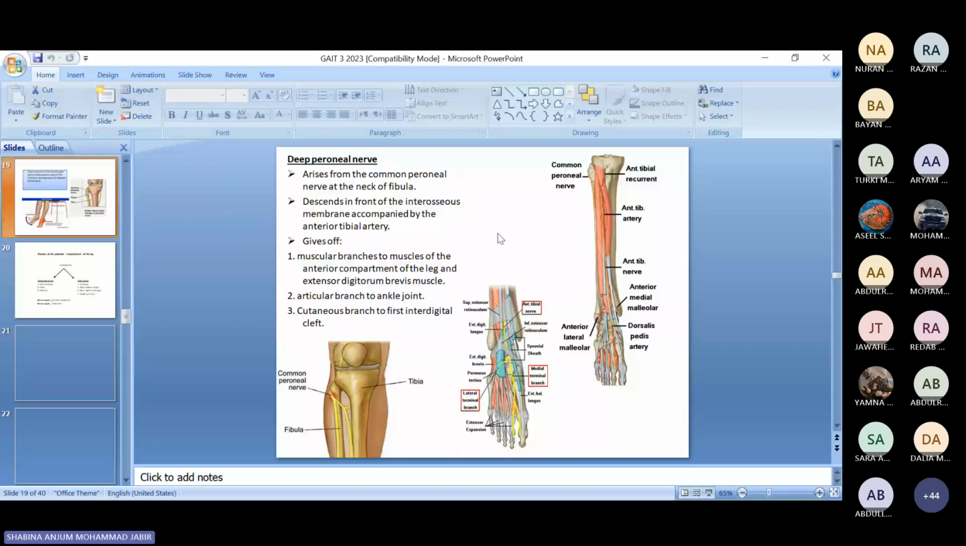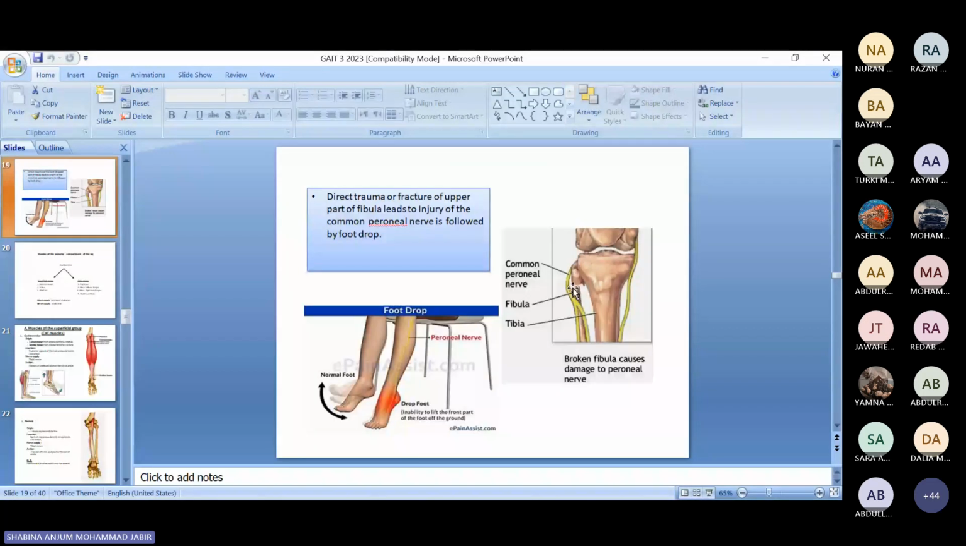Now you can imagine if something happens here, at the neck of the fibula, generally maybe if there is any direct trauma or fracture. This condition is called foot drop, because this extensor will not act, so your foot will not go up like a normal foot. If you remember, there was wrist drop in the upper limb. Likewise, you have foot drop in the lower limb, which is caused by injury to the common peroneal nerve.